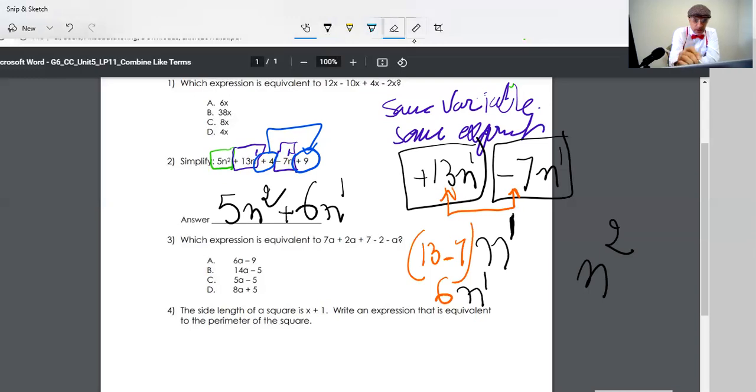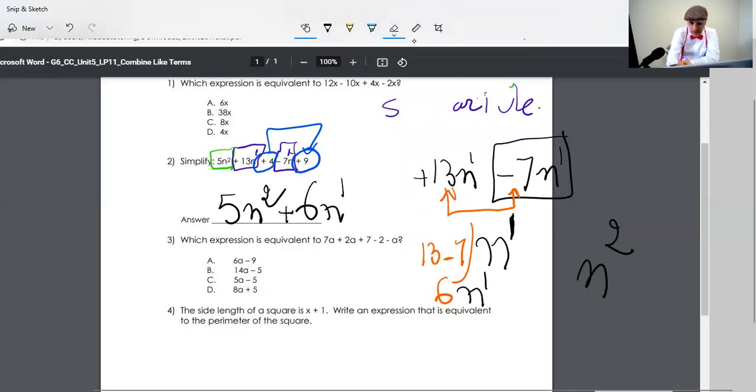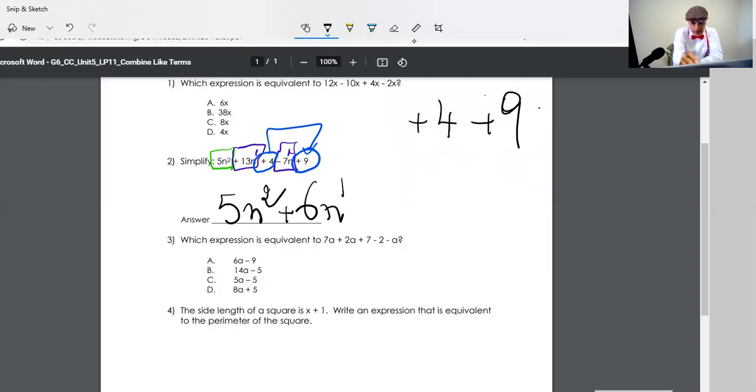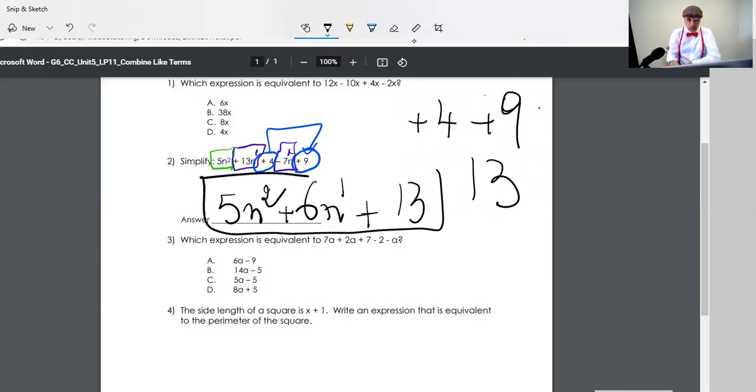So now the last thing we have to combine is the numbers by themselves. We call them constants. If you hear that word constant, it means a number that never changes. So we have plus 4 and plus 9. What's 4 plus 9? That's 13. So this is plus 13, okay? And if you got that, you should do the dance. I know how to combine like terms, okay?